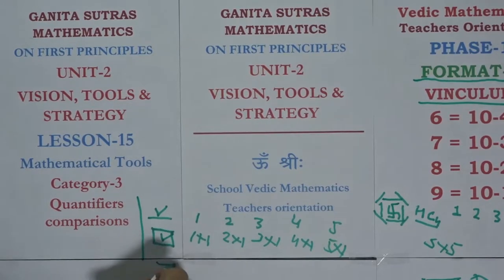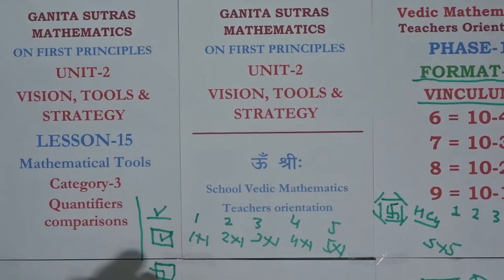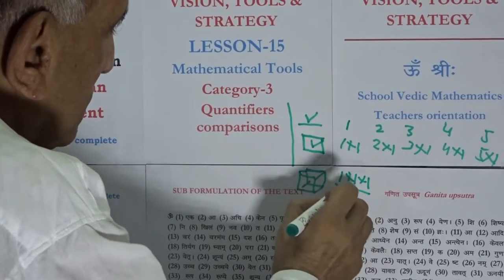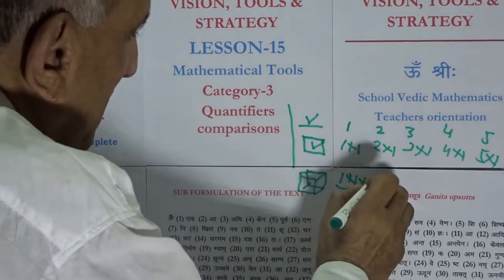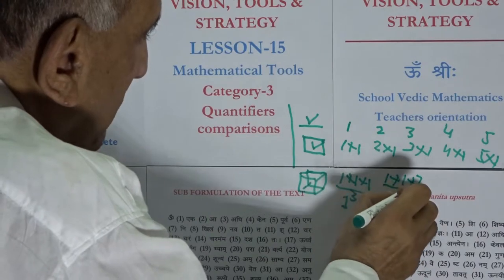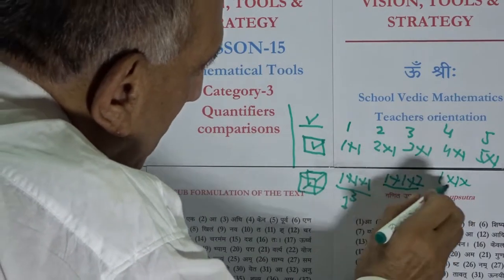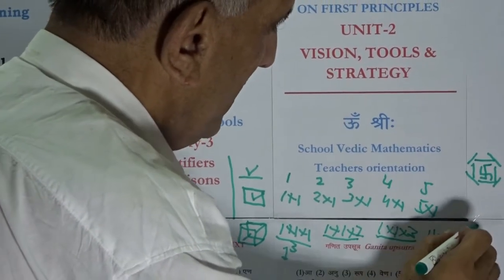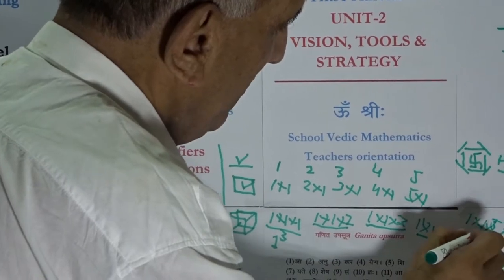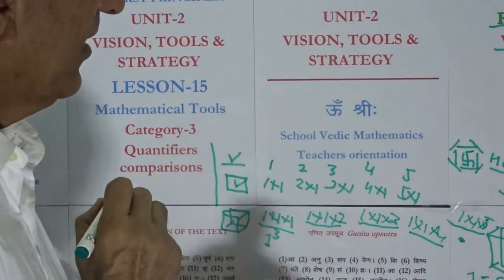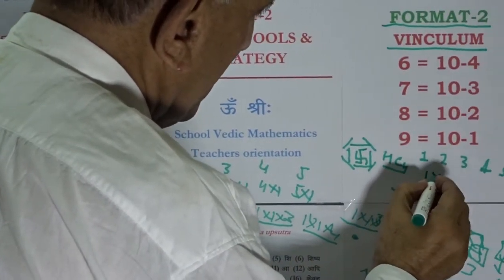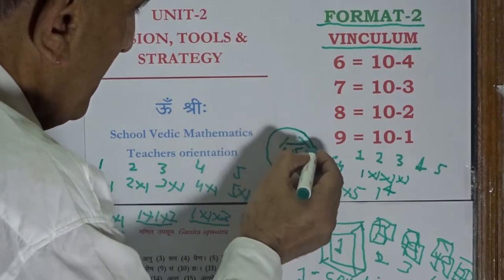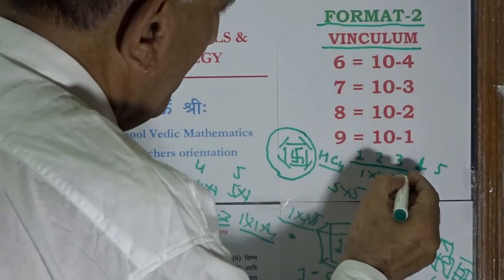A step ahead, we can reach a count for solids, volume. So 1 cross 1 cross 1 is one volume unit. Then 1 cross 1 cross 2 would be 2 volume units. 1 cross 1 cross 3, 3 volume units. 1 cross 1 cross 4, 4 volume units. 1 cross 1 cross 5, 5 volume units. Even a step ahead, we can reach 1 cross 1 cross 1 cross 1, 1 raised to power 4 as a hyper unit. This way we can count up till 5 hyper units.